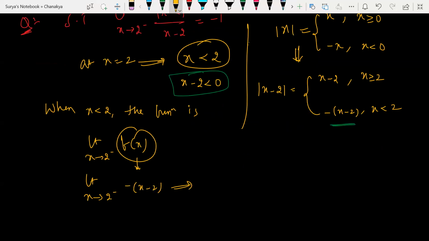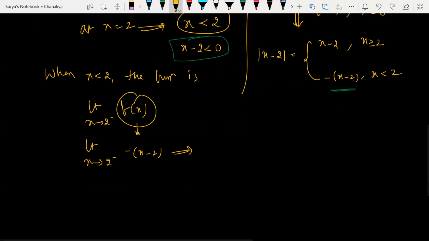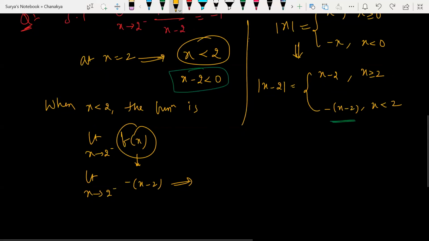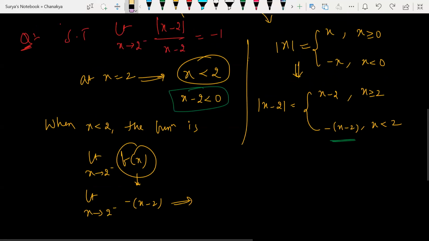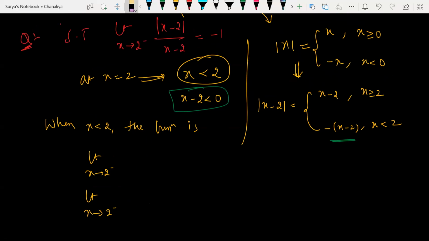Okay? So the limit x tends to 2, where the x value is 2 here, right? Write the function here. The modulus x function is this one, then divided by x minus 2, written as it is. f of x is equal to minus of x minus 2 divided by x minus 2. I'm writing the denominator as it is and not disturbing it.